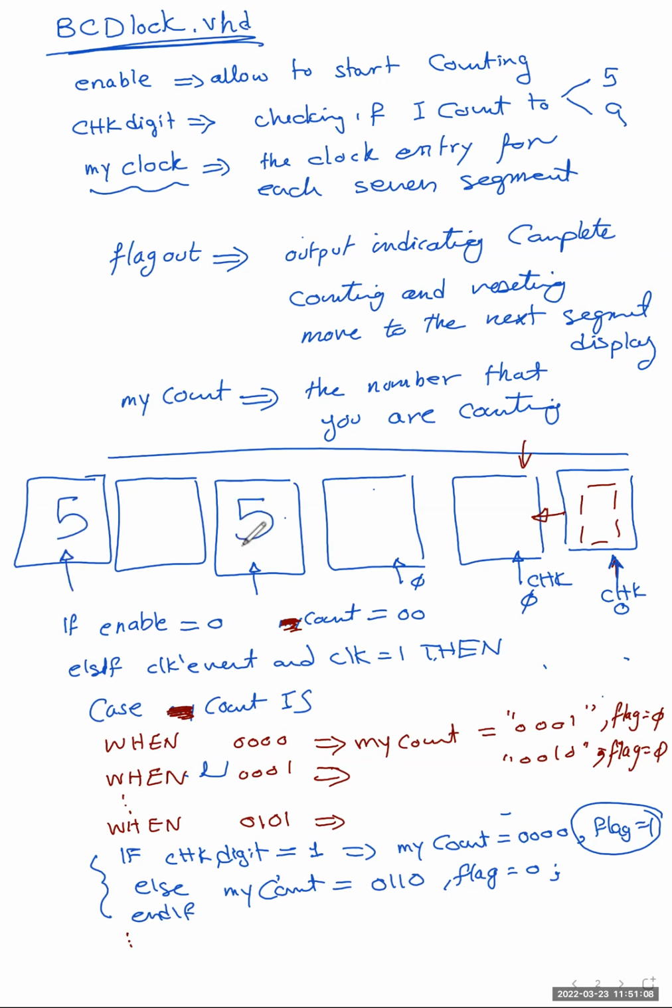Okay, so either it reaches 9, and it will give you a flag to start counting in the next one, or it ends up at 5, and again, it will start initiating the counting in the next 7 segment display. Okay, so this is the part that you're going to have in your architecture of the BCD lock, of the logic file.